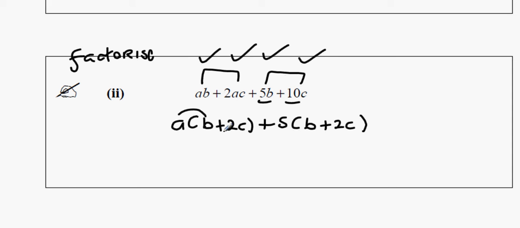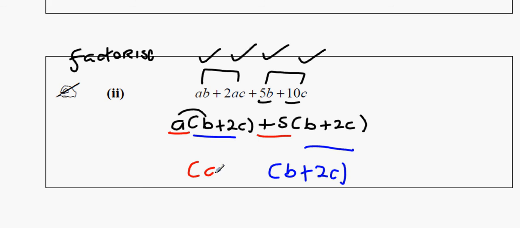Then you notice that both these brackets are the same, which makes b plus 2c the second bracket. And then what's going to be the same here is a and 5, so it's going to be a plus 5.